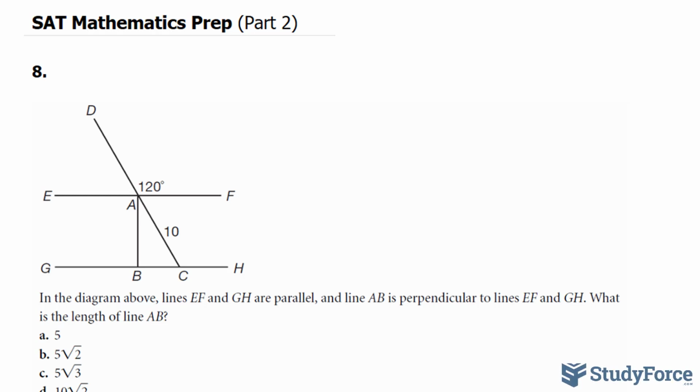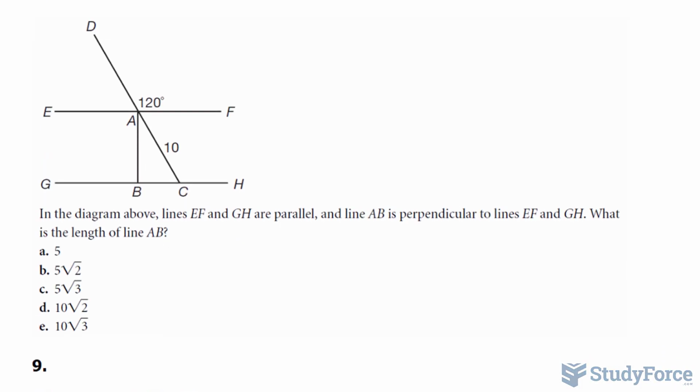This time we'll be continuing, and we ended off in question 8, which reads: in the diagram above, lines EF and GH are parallel, and line AB is perpendicular to lines EF and GH. So let's look at line AB. That's right there. What is the length of line AB?